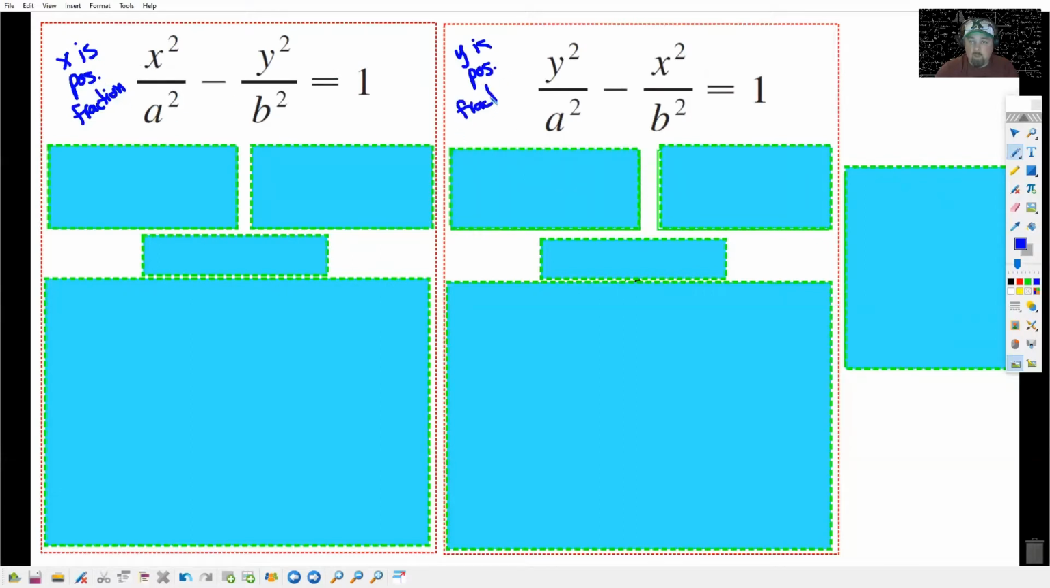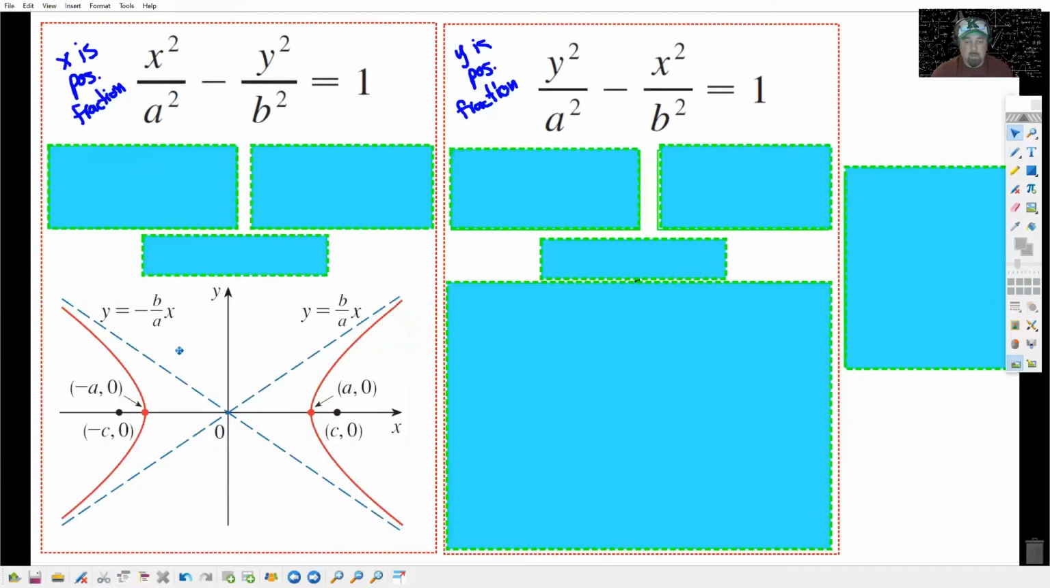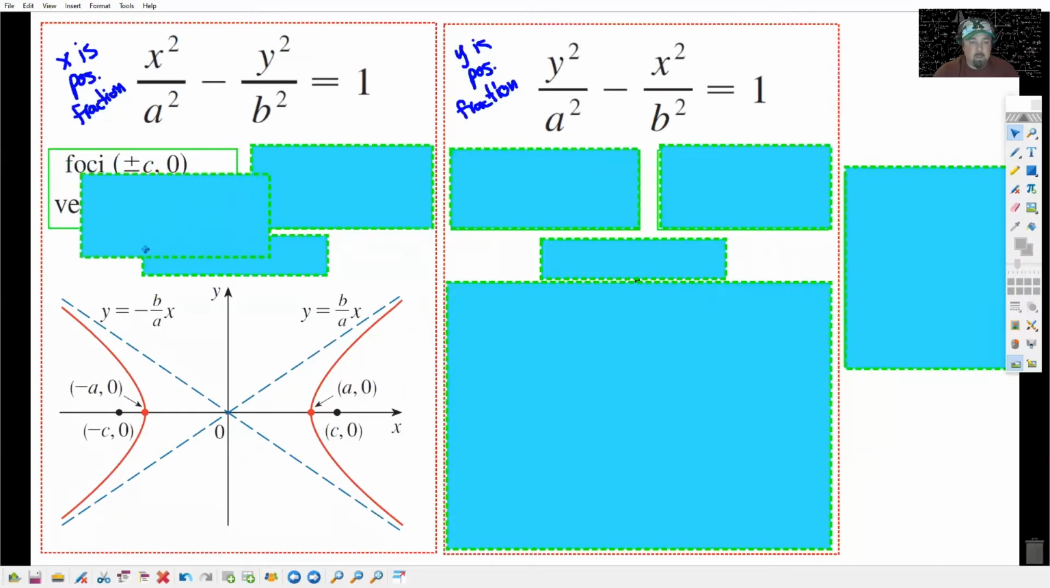Now that's important because this can open in two ways. This graph can open up on the x-axis or on the y-axis, and the way we tell the difference is depending on which one of these is positive. If the x squared fraction is positive, we get a graph that looks like this. Our graph opens up on the x-axis. You can see these two sets of points that we need to find, called the foci and the vertices. The numbers that we'll find are going to be x values for these things, okay?